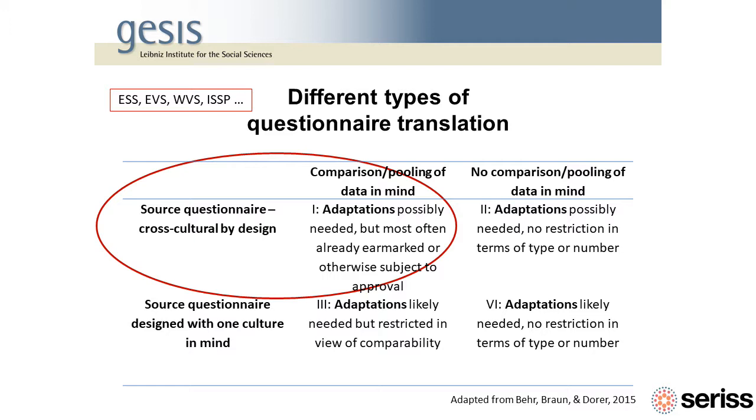But still, if you want to compare results, to pool results later on, there is a kind of limit to what you can adapt and what you should adapt. And if you don't have any comparability in mind, later on there is a lot of freedom in terms of the adaptations that can be undertaken. It's just important for you to know that depending on how and where a source questionnaire was developed, this will have an effect on the extent to which adaptations are possible, allowed, or even needed.